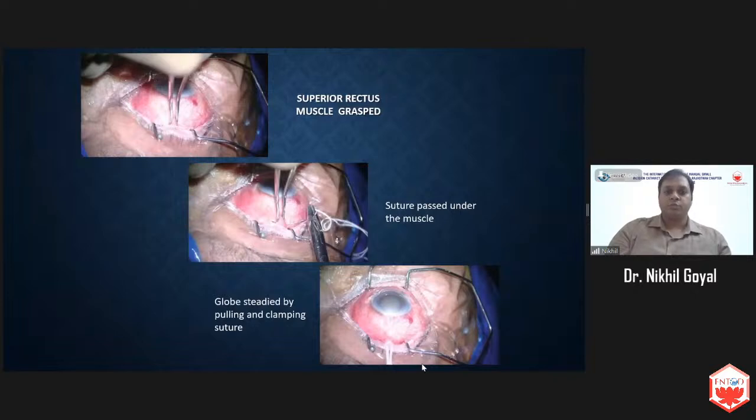Firstly, we grasp the superior rectus muscle. After this, the suture is passed beneath the muscle, keeping in mind that we have to pass the needle just beneath the forceps, from where we have held the muscle. And after this, the globe is steadied by pulling and clamping the suture with the mosquito forceps.